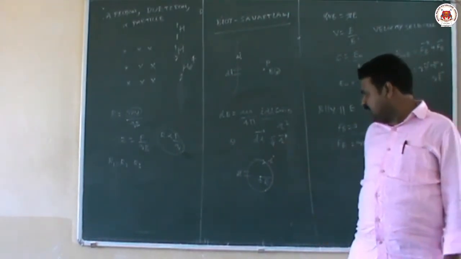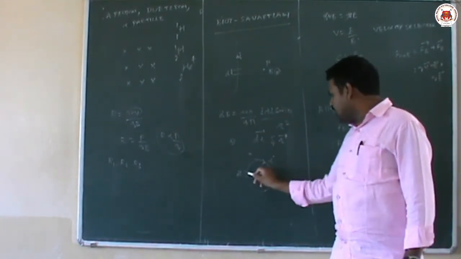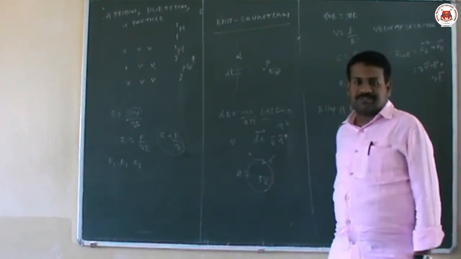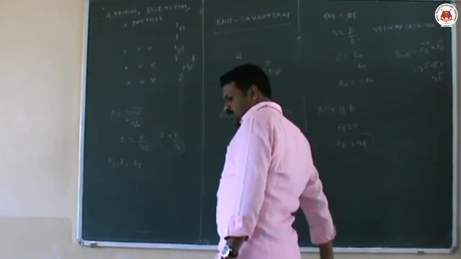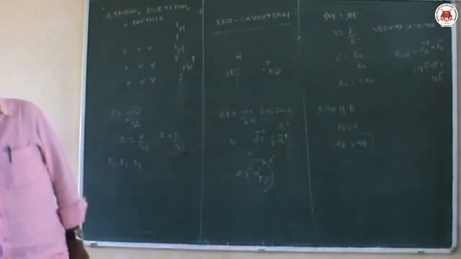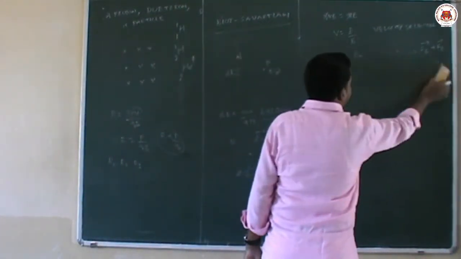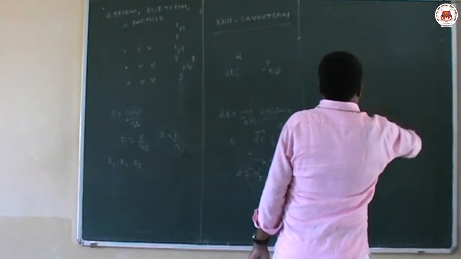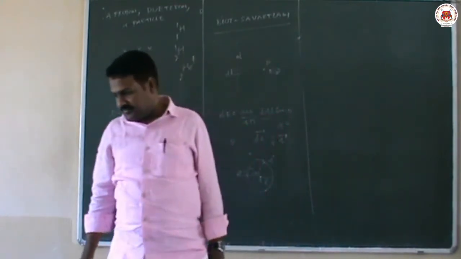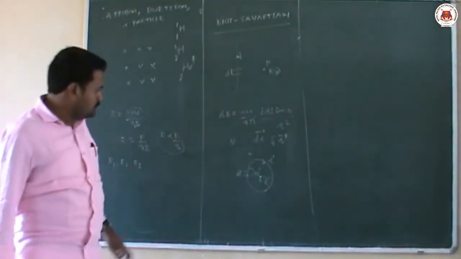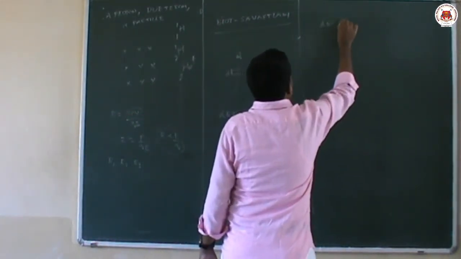Then theta is the angle between dl bar and r bar. This is the direction of dl bar, the tangent, and r bar is nothing but the radius. So theta is 90 degrees. Therefore, we can find the magnetic field: dB is equal to mu naught by 4 pi, I dl by r square.